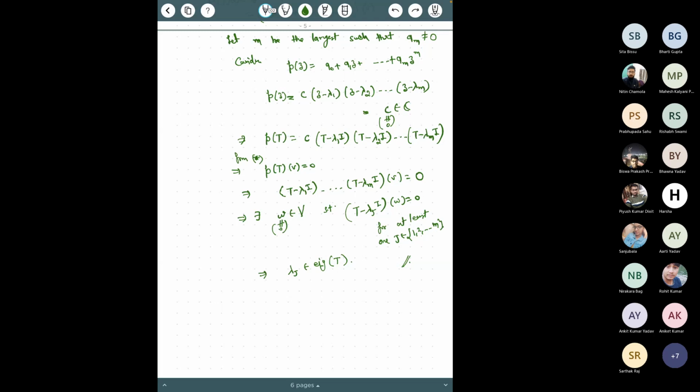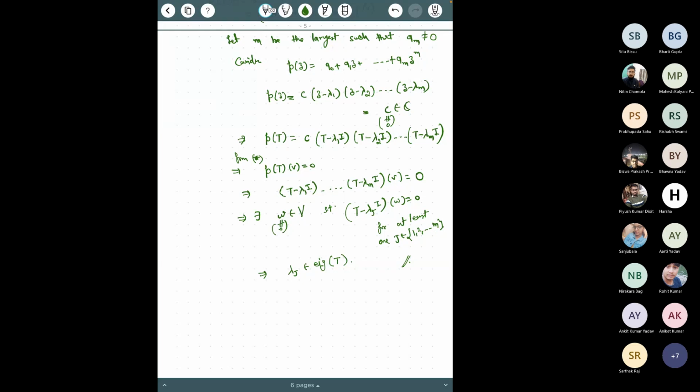You understand what I'm saying? From here, we can find one W, but this says that there exists a W such that this is true for at least one J. But then there may be other vectors which are true for other J's. You understand what I'm saying? Yes, clear. So from here we can say that it will have at least one eigenvalue.